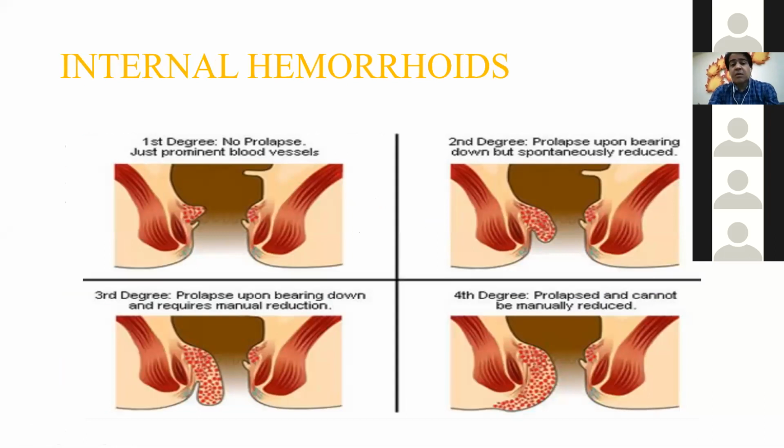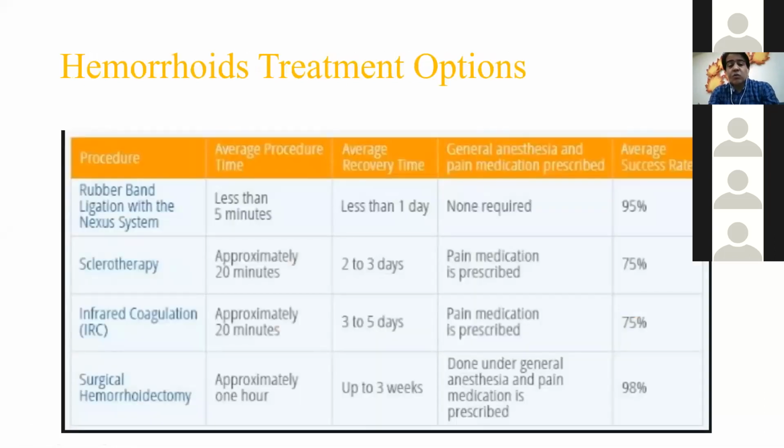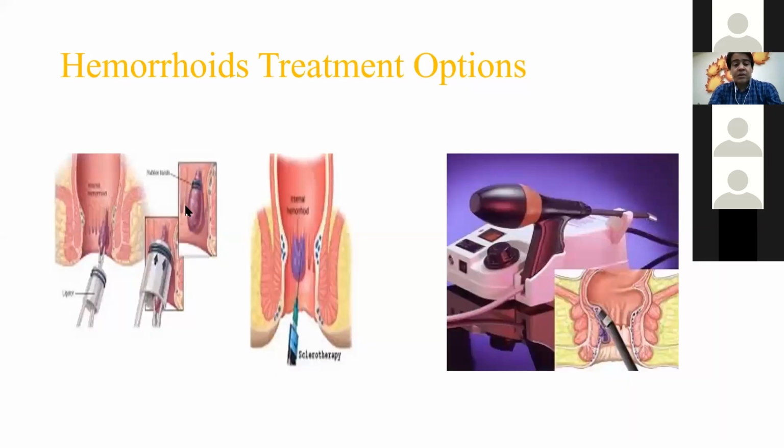So what are the hemorrhoidal treatment options? As I told you, there are two types of treatment. One is a minimally invasive treatment, which is rubber band ligation, sclerotherapy, and infrared coagulation. While the second option is the surgical hemorrhoidectomy. So for your understanding, I have a picture. Look at this. These are the three diagrams. One is the rubber band ligation. Second is the sclerotherapy. Third is the infrared coagulation.